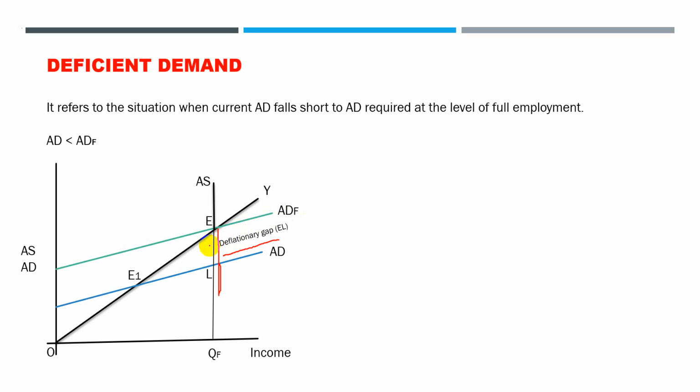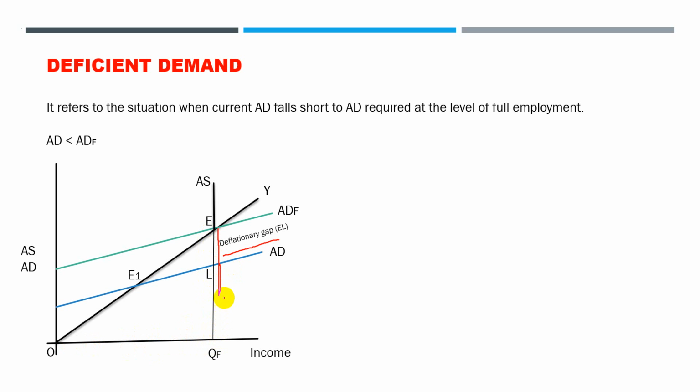It is clear from the figure that we require EQF aggregate demand to reach the level of full employment. But our actual aggregate demand is only equivalent to LQF. When economy is producing OQF, aggregate demand is LQF. But we need EQF.